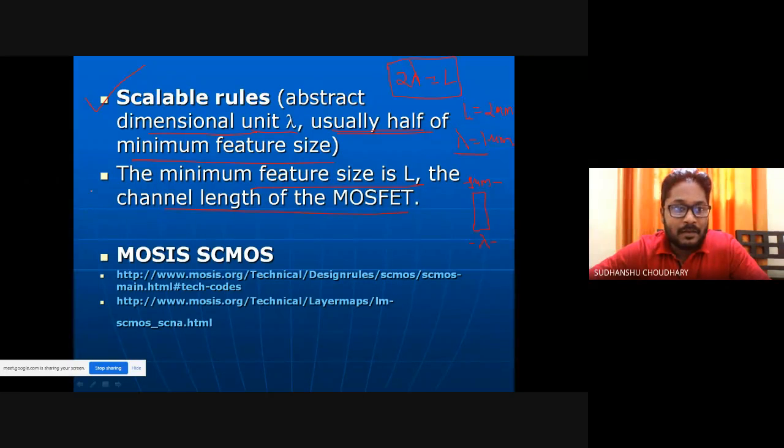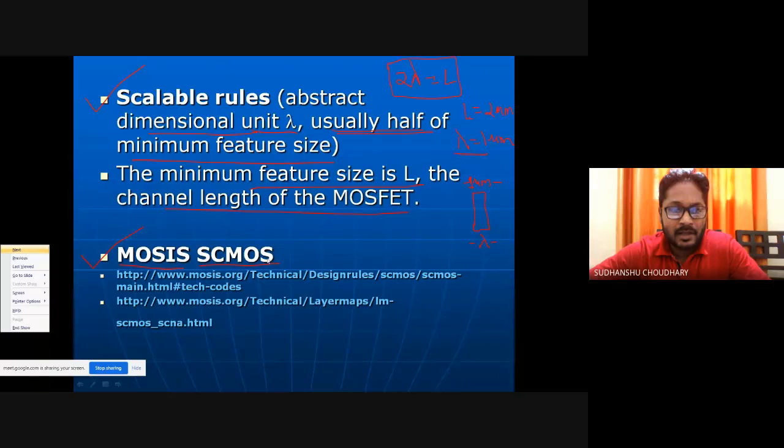Now, one of the scalable rules is given by the foundry called MOSIS, right? MOSIS is one of the foundries which fabricates these ICs, and this fabrication unit has given lambda design rules for designing ICs, IC layouts, and these rules are called Scalable CMOS rules, SCMOS. Yeah, MOSIS is a foundry, and they have given Scalable CMOS design rules, that is, lambda rules.